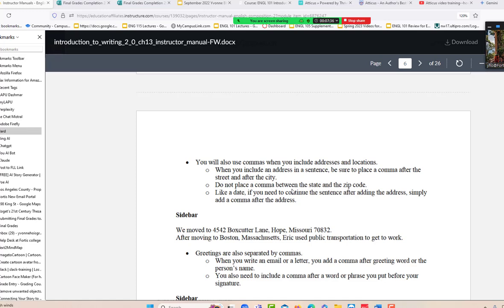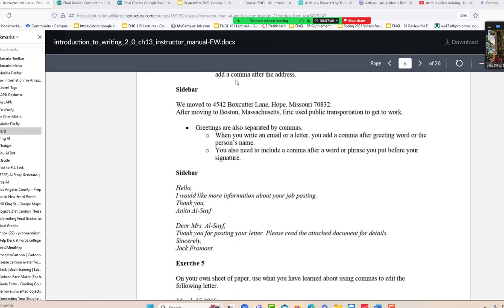Greetings are always separated by a comma. When you write an email or letter, you add a comma after a greeting word or the person's name. You also need to include a comma after a word or phrase you put before your signature.